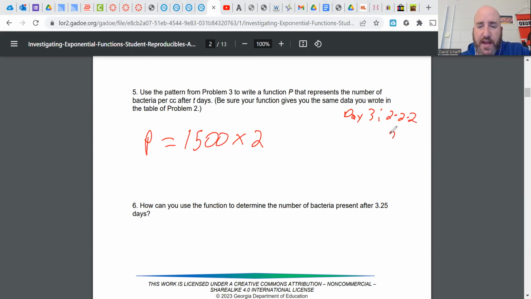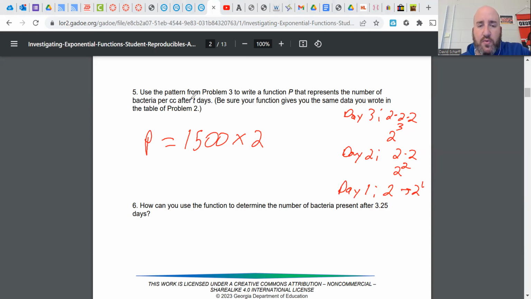What's another way to write that? 2 cubed. Day 2, I've got 2 times 2. What's another way to write that? 2 squared. Day 1, I only have one 2 that I'm multiplying by, but a way to write that in a form that's equivalent would be 2 to the first power. Anything to the first power is itself. So day 1, 2 to the first. Day 2, 2 squared. Day 3, 2 cubed, excuse me. So whatever day it is, that's going to be our exponent.